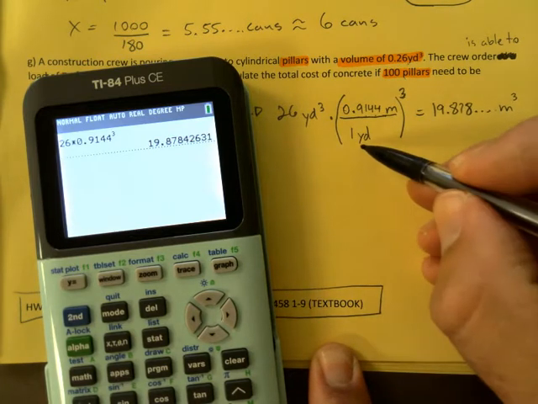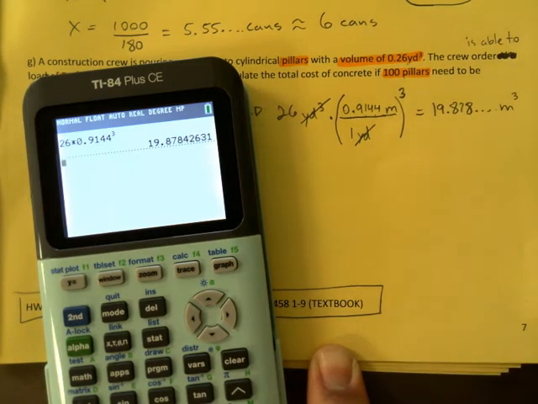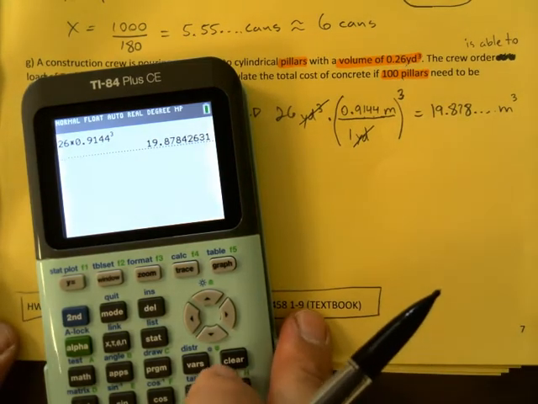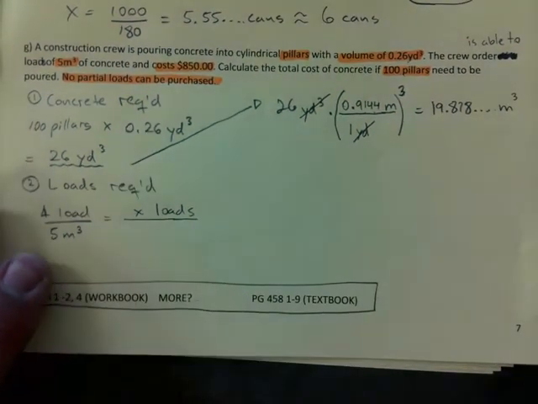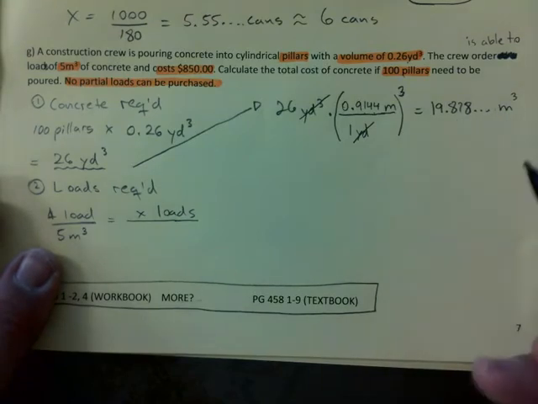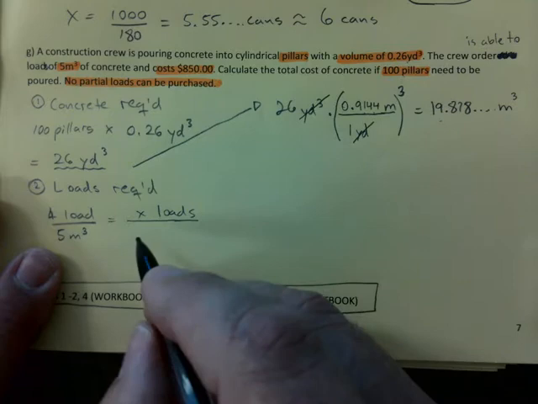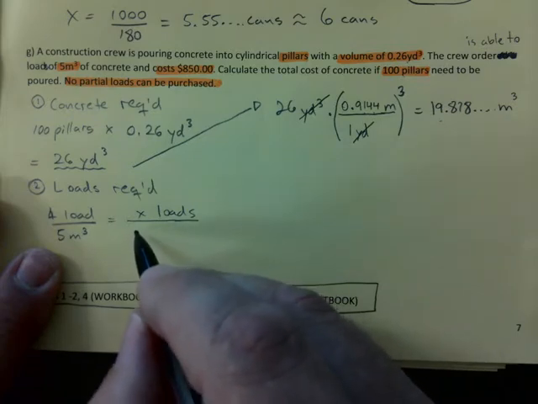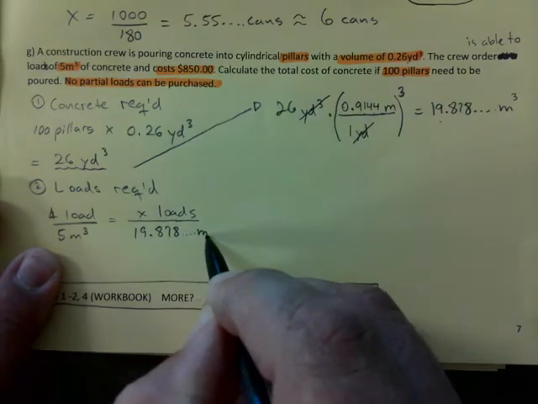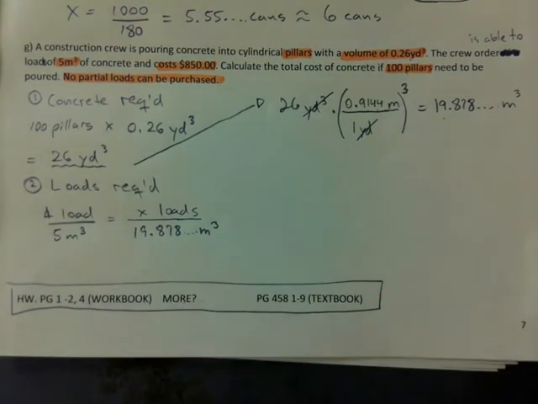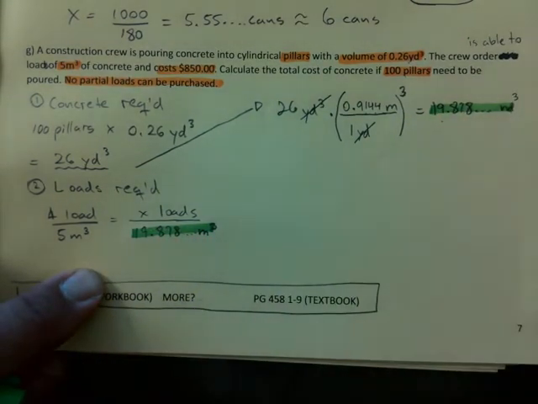So in a sense, this cubic yard here canceled out with that cubic yard, right? So now we're talking. So we can go back, and I'll just highlight it. 19.878 cubic meters. Told you I like highlighters. Kind of stands out.